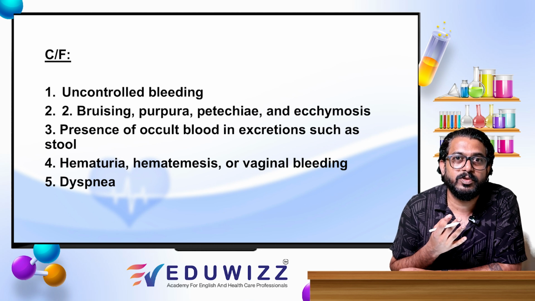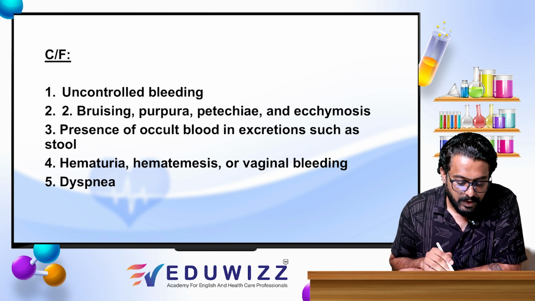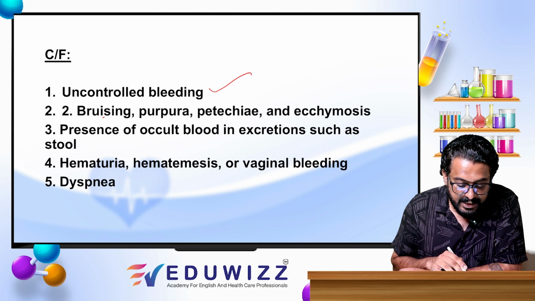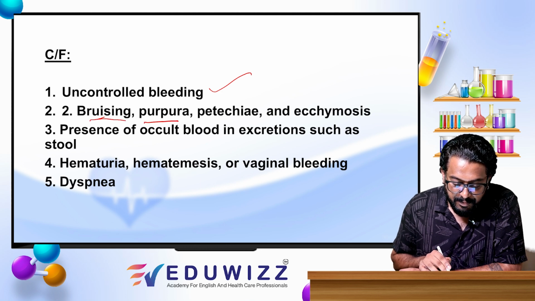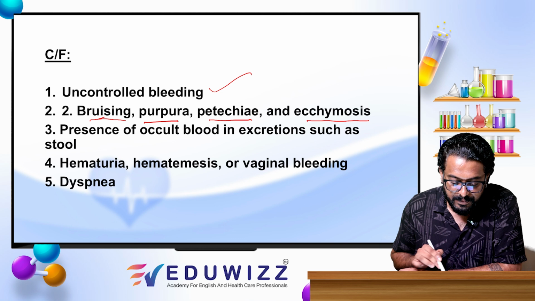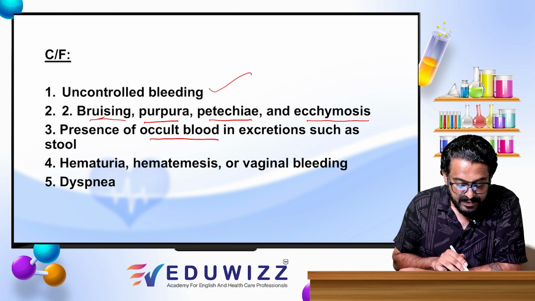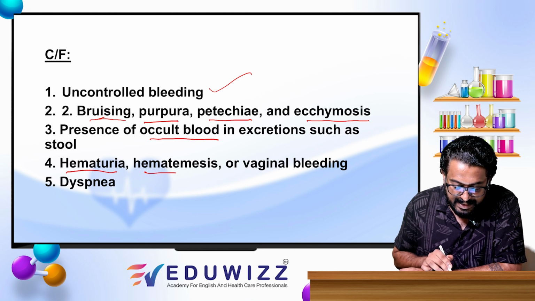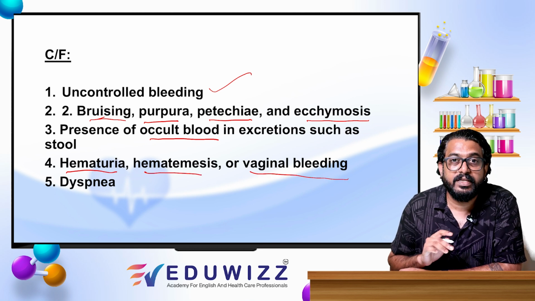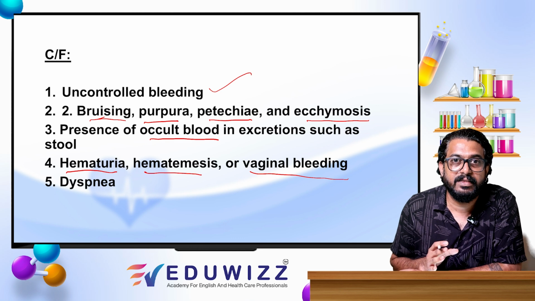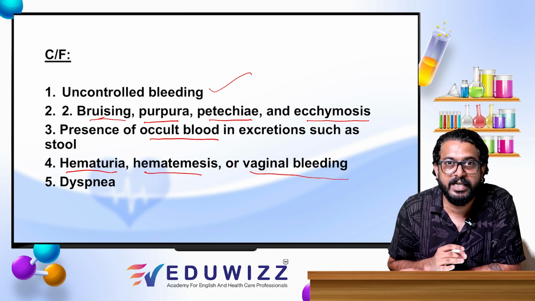So mostly the symptoms will be related to bleeding. So uncontrolled bleeding, bruising, purpura, petechiae and ecchymosis, presence of occult blood in excretions such as stool, hematuria, hematemesis, vaginal bleeding, all these are symptoms of bleeding, right? Everywhere there will be symptoms of bleeding.